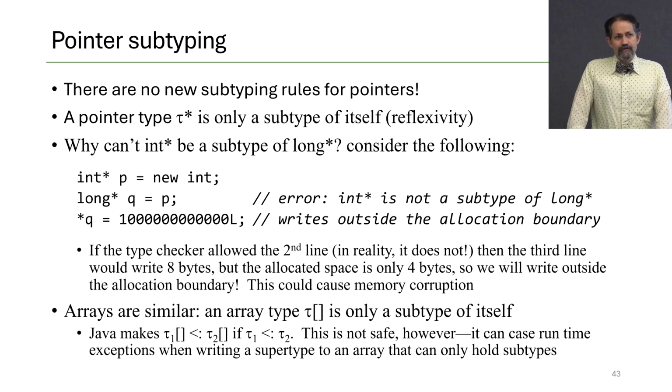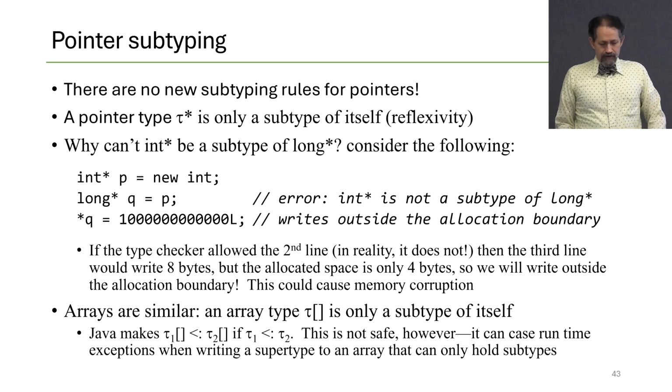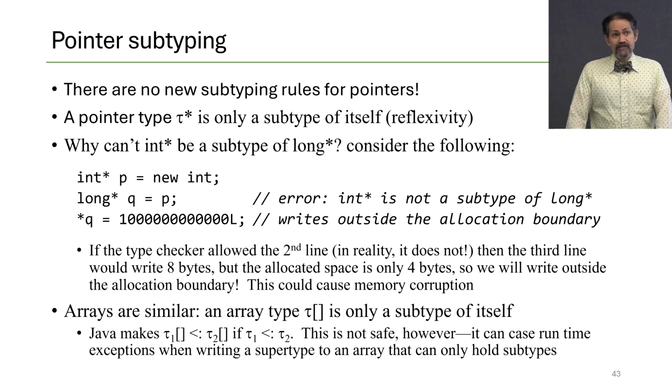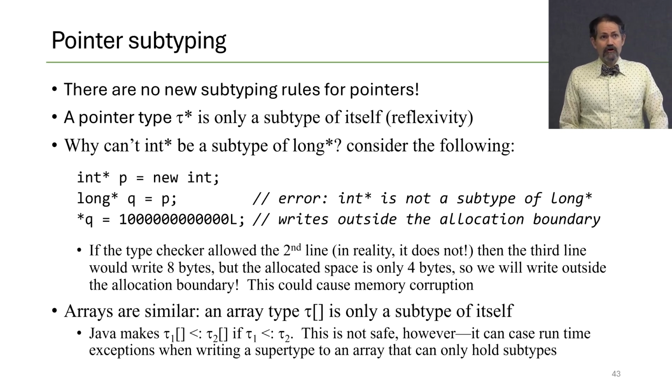So let's look at this example. We have int star, an int pointer p, that's allocated as a new int. We have a long pointer q, which we assign to p. So note that because int star is not a subtype of long star, this will be an error in C and other languages. We want this to be an error because the next line is going to cause a big problem. Star q gets some long value.